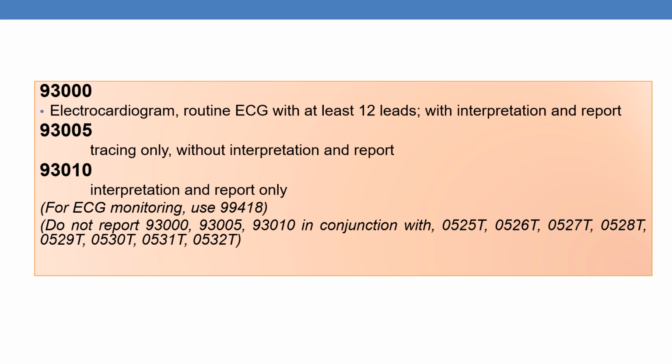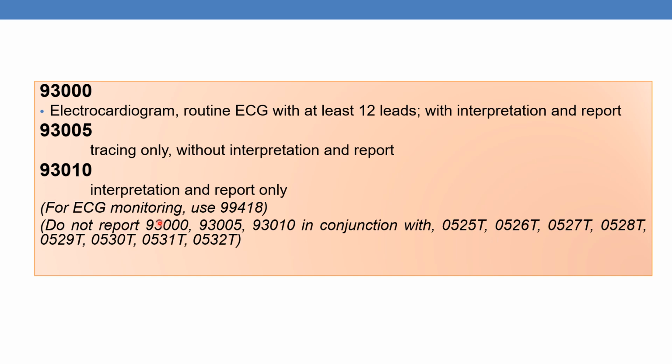The first CPT is 93000. Electrocardiogram, routine ECG with at least 12 leads with interpretation and report. This is a complete procedure which can be done by a cardiologist. The next is 93005. Here tracing is only done, tracing only without interpretation and report. The next is 93010, interpretation and report only.